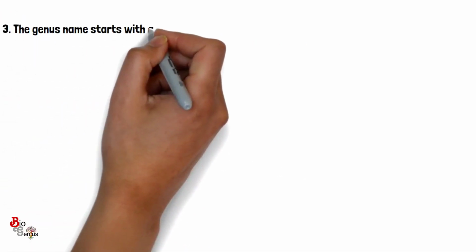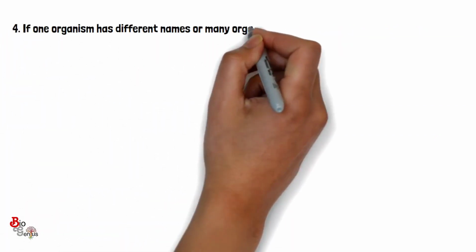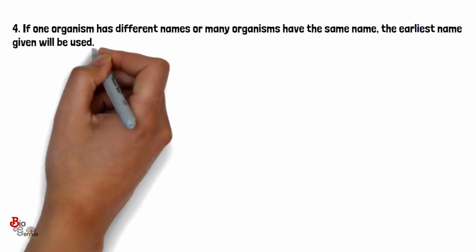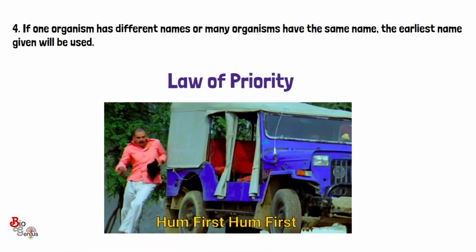3. The genus name starts with a capital letter and the species name begins with a lowercase letter. 4. If one organism has different names or many organisms have the same name, the earliest name given will be used. This is called the law of priority.